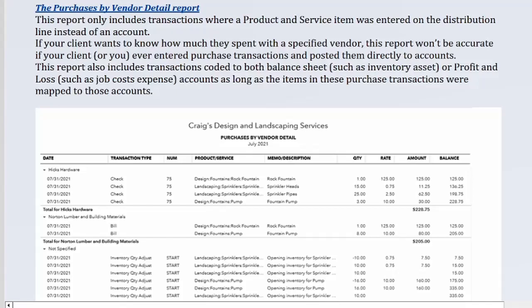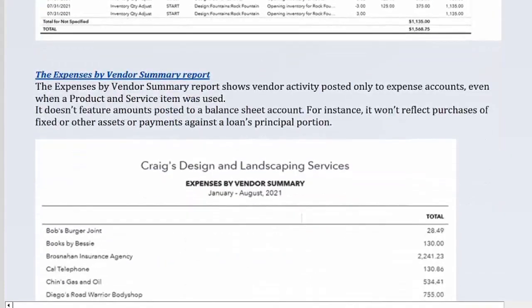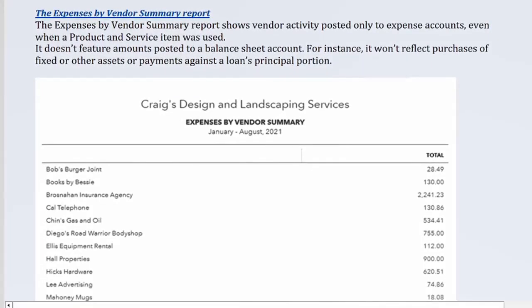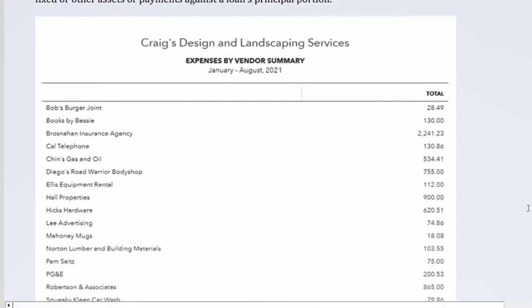This report also includes transactions coded to both balance sheet, such as inventory asset, or profit and loss, such as job cost expense, accounts as long as the items in these purchase transactions were mapped to those accounts. The Expenses by Vendor Summary Report. The Expenses by Vendor Summary Report shows vendor activity posted only to expense accounts, even when a product and service item was used. It doesn't feature amounts posted to a balance sheet account. For instance, it won't reflect purchases of fixed or other assets or payments against the loan's principal portion.